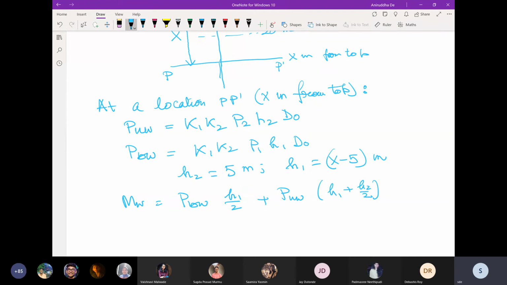Otherwise, you have to change the thickness of the shell for the fabrication of the vessel, so that x becomes greater than the height of the vessel. So this is how the design of the tall vessel will be done.